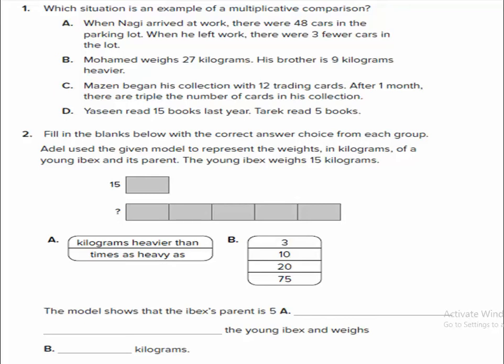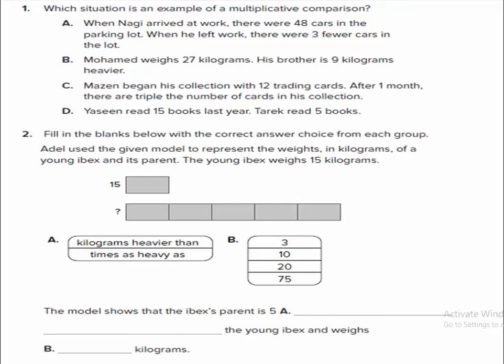When Nagy arrived at work, there were 48 cars in the parking lot. When he left work, there were three fewer cars in the lot. We don't have a multiplicative comparison here. Muhammad weighed 27 kilograms. His brother is 9 kilograms heavier. It's not a multiplicative comparison.